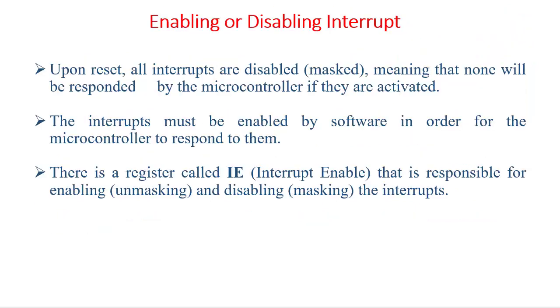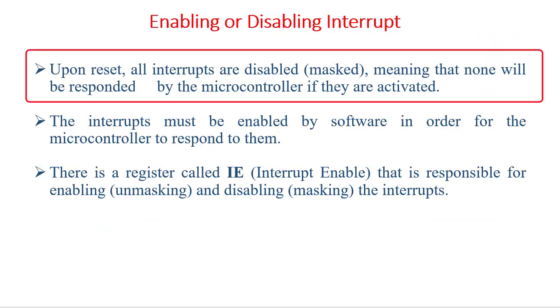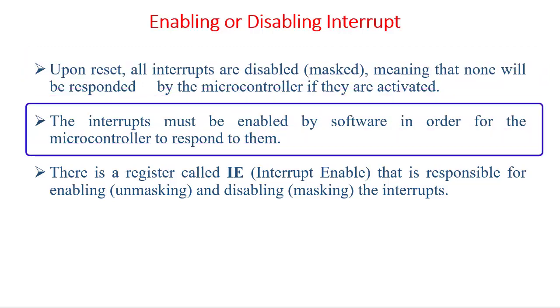Now, what do we need to access the interrupt? We need to enable or disable the interrupt. Upon reset of the microcontroller, all interrupts are disabled, meaning that none will be responded to by the microcontroller if they are activated. Means if any interrupt occurs, the microcontroller will not access that interrupt, as upon reset all the interrupts are disabled. What do we need? We need to enable the interrupts. The interrupts must be enabled by software in order for the microcontroller to respond to them.